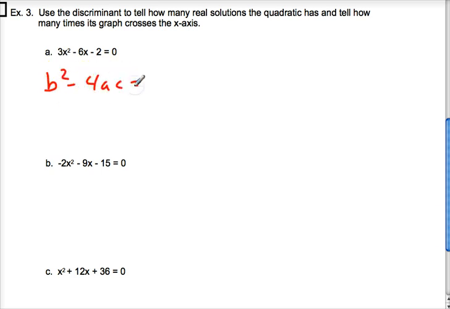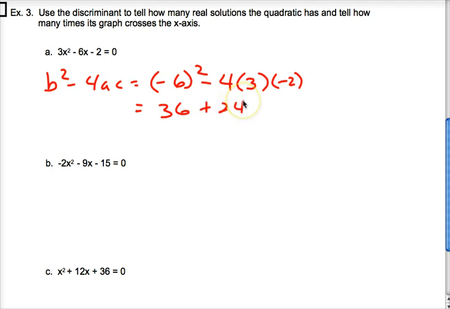So for this one right here, b would be -6, a would be 3, c would be -2. Plug it in your calculator or do it by hand like I am right here. I'd get 36 plus 24 is 60. And I don't really care that it's 60. What I care is this is positive. 60 is positive.